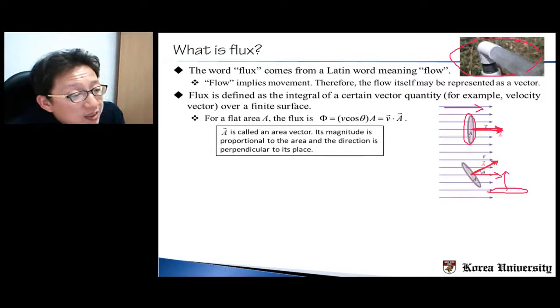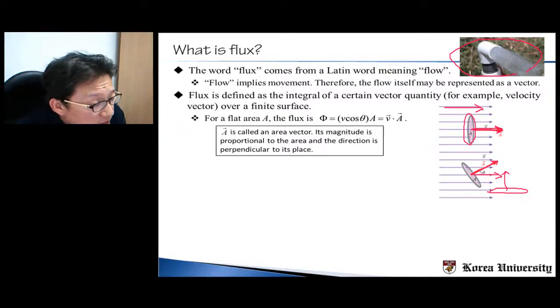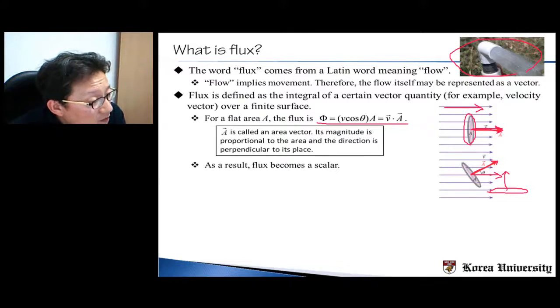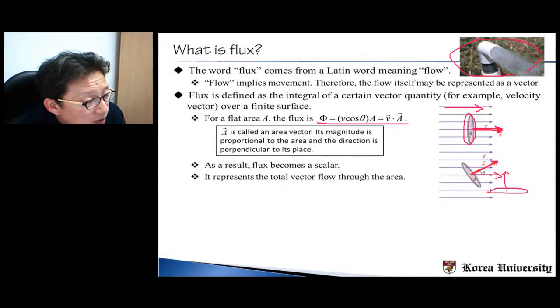So therefore, in order to describe the amount of flow going through the surface, the best way is using a dot product. Okay, so this is how we define the flux. This is the definition of the flux. And remember, as a big result, the flux is a scalar, and basically what it means is the total vector flow through the area.